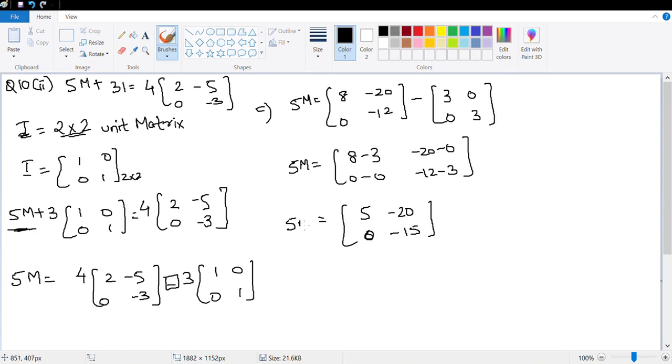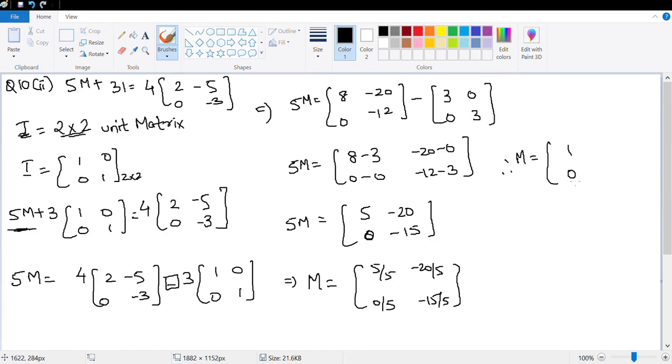This is 5m. Again, you can divide both sides by 5. That's what basically it means. So m will be equal to 5 by 5, negative 20 by 5, 0 by 5, negative 15 by 5. Therefore, m will be equal to 5 by 5 is 1, 0 by 5 is 0, negative 20 by 5 is negative 4, and negative 15 by 5 is negative 3. So that's my answer. 1, 0, negative 4, negative 3. That's my value of m. That's what they wanted me to calculate.